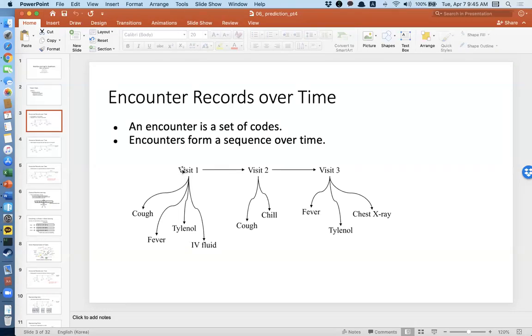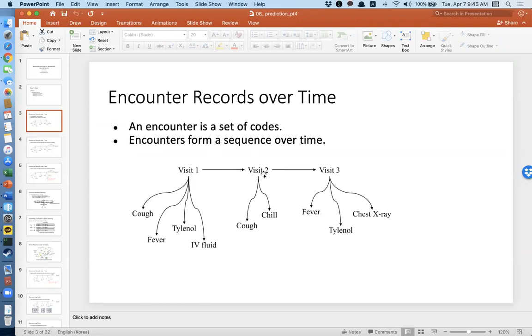So each visit or encounter consists of multiple things. Basically, a lot of tables with all kinds of information. So we're going to talk about that information. In the first visit, let's say the patient was diagnosed with cough and fever and was prescribed Tylenol and also had an IV fluid. So these two are diagnoses. This is medication. This is typically a procedure.